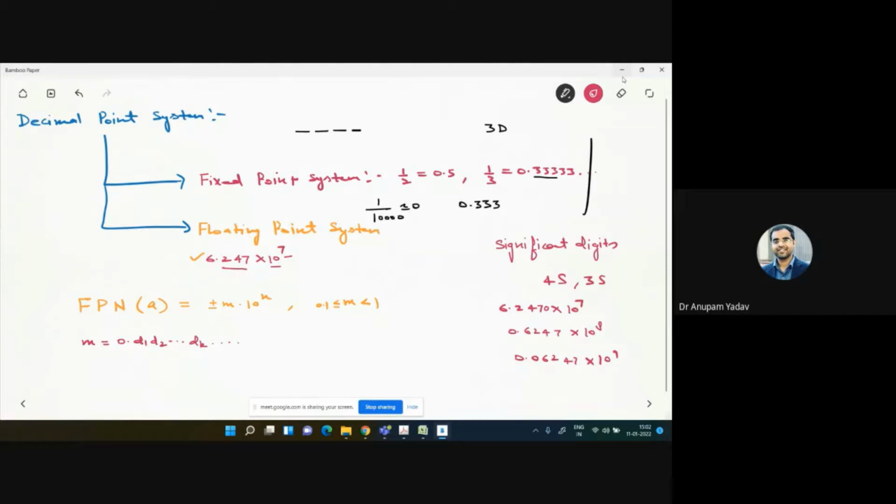ओके, when this number will be transferred to any computer or system, then it will have a different structure. वो हम थोड़ी देर में अभी समझेंगे. But this is how this m will look like.